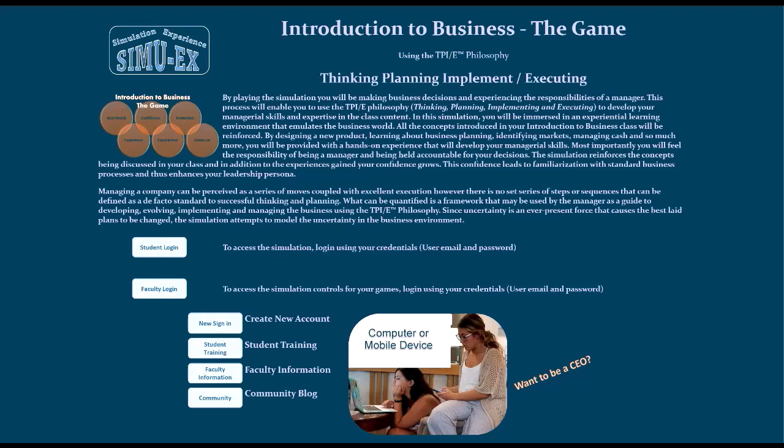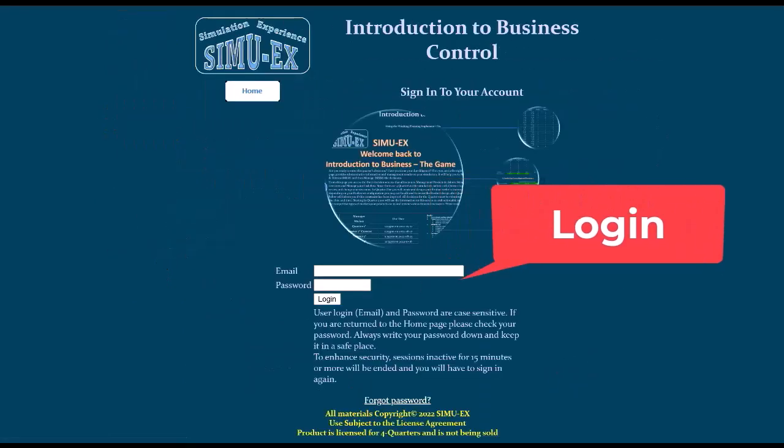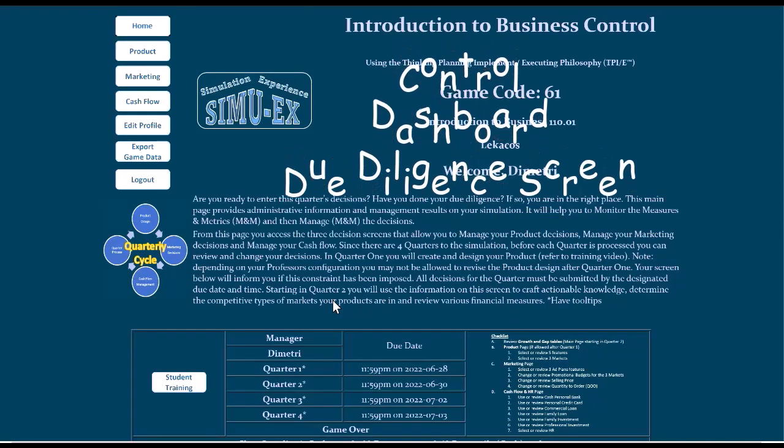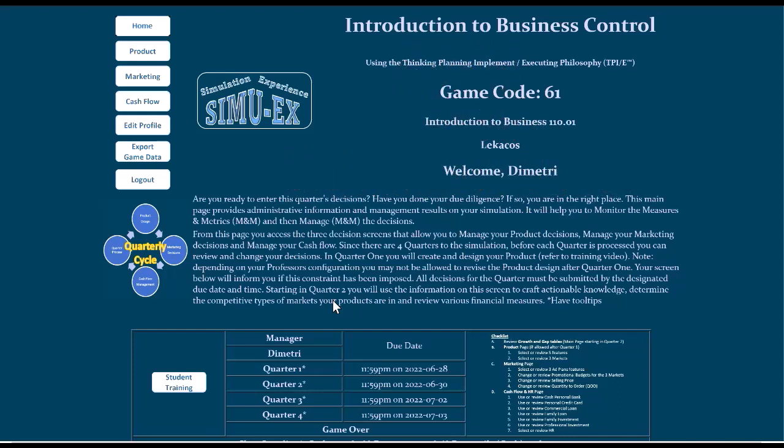So first, let's begin by logging into the simulation and taking a look at the due diligence screen, or the dashboard screen as we call it, or the control screen. You use your login information, and immediately you are brought to the control panel, the dashboard. In this case, the student, Dimitri, is looking at some of the elements of their due diligence. But before we get to the due diligence, the screen also shows you the links that you have into the various product decisions.